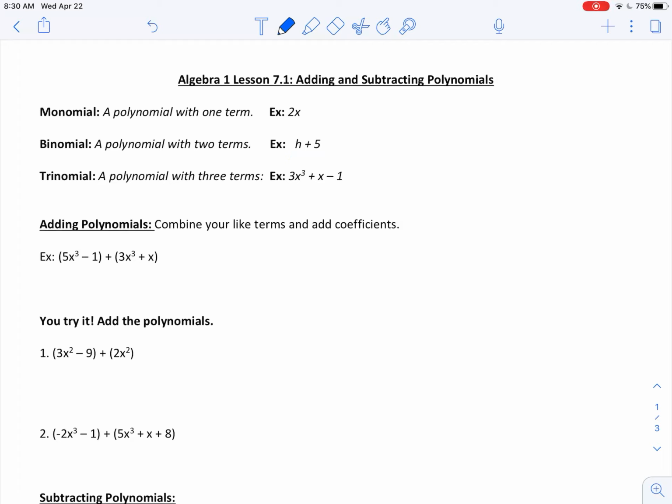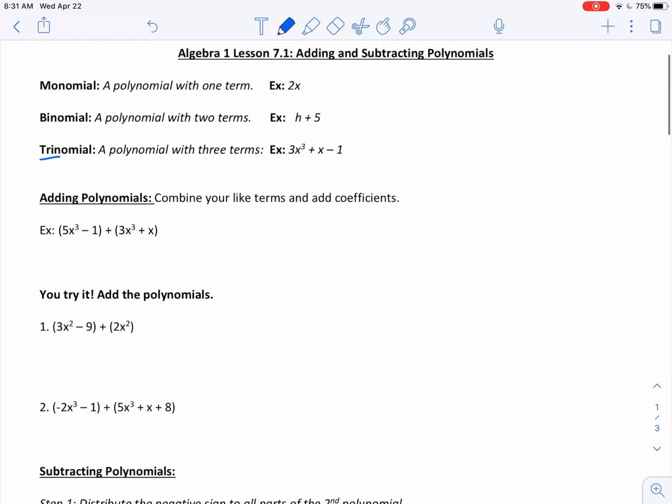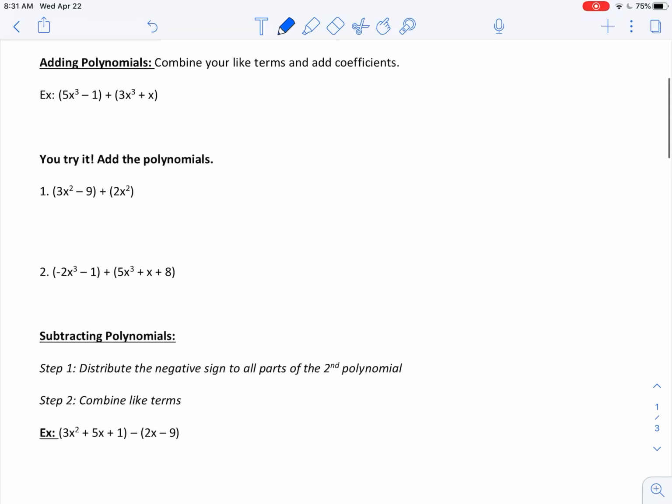So just as a reminder, a monomial, like a monocle, is just one I. A monomial is only one term. A binomial, like a bicycle, has two terms. And a trinomial, like a tricycle, has three wheels. A triangle has three sides. A trinomial has three separate parts.